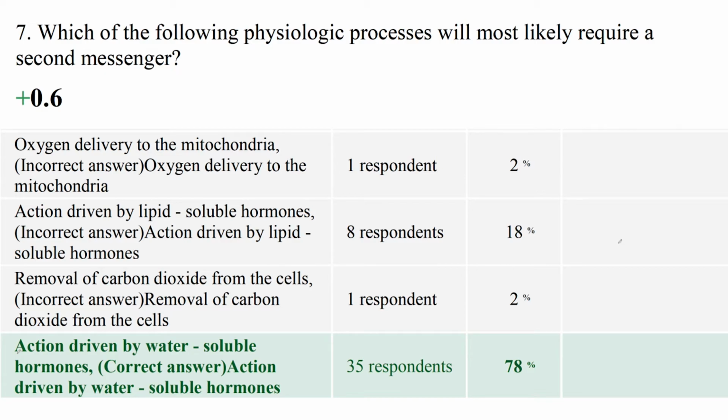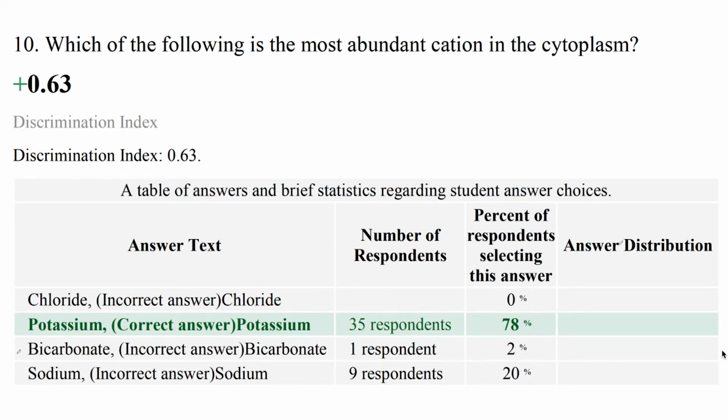And here we have another. Oh, it's the same. I put it twice. Oh. Then we have another here. Which of the following is the most abundant cation in the cytoplasm? This wasn't challenged by anyone, but I was curious about this because this is a basic concept in physiology.